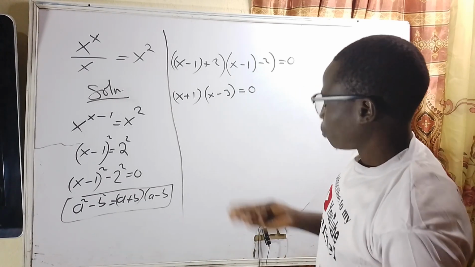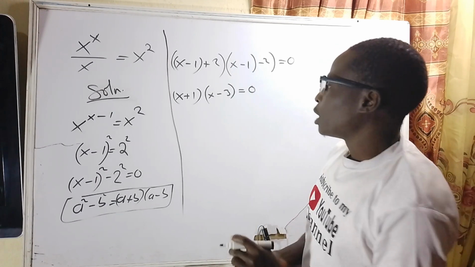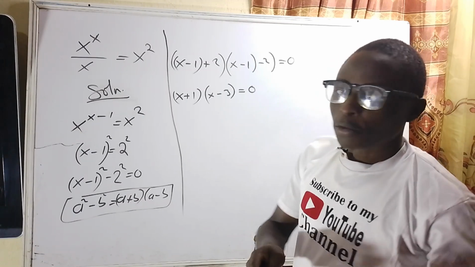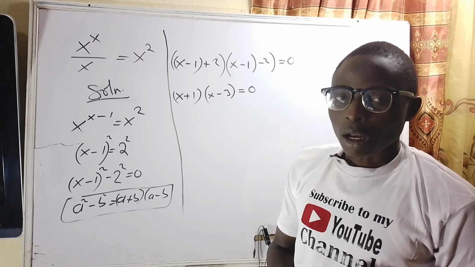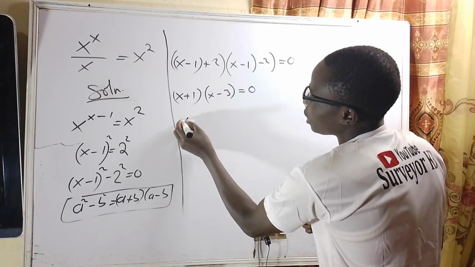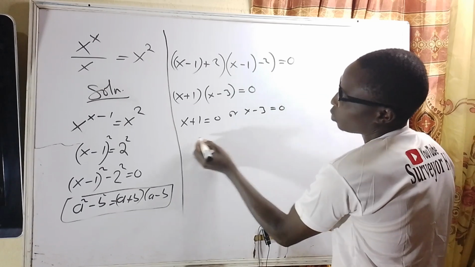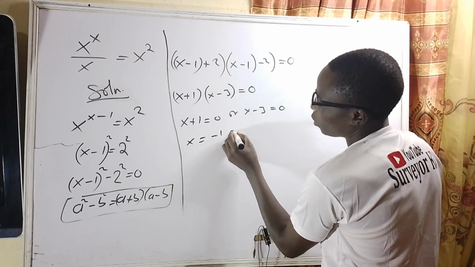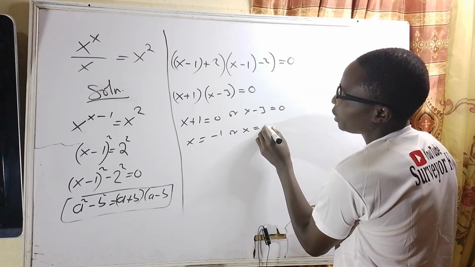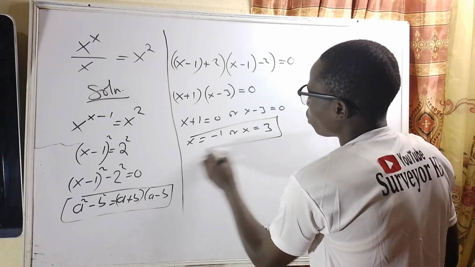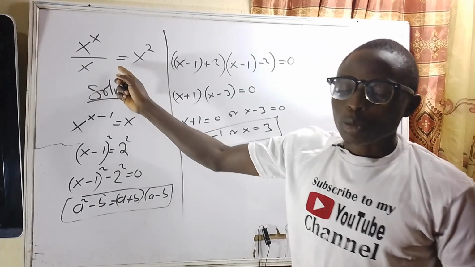Very simple. From this point we know the rule that says whenever I have 2 brackets multiplying each other to be equal to 0, that means one of the brackets is equal to 0. So that means x plus 1 is equal to 0, or x minus 3 is equal to 0. That means x is now equal to minus 1, or x is now equal to positive 3. So these are the possible values of x that will satisfy this particular equation.